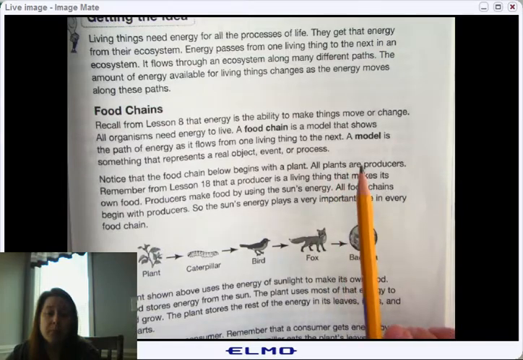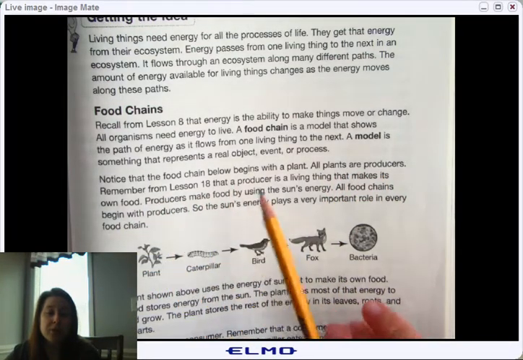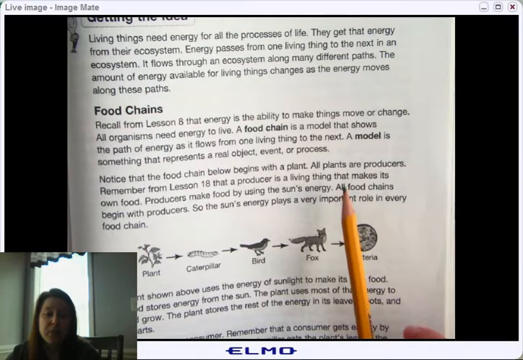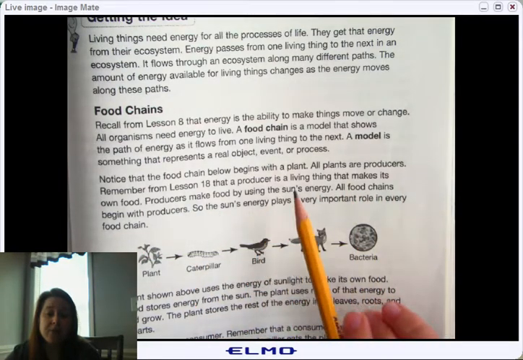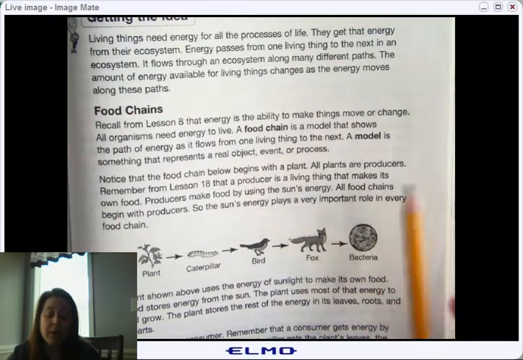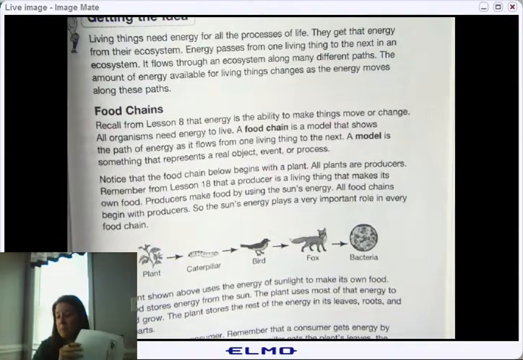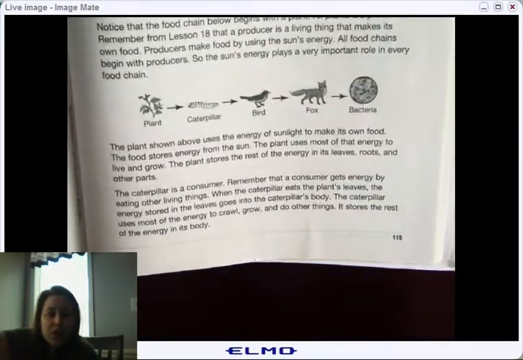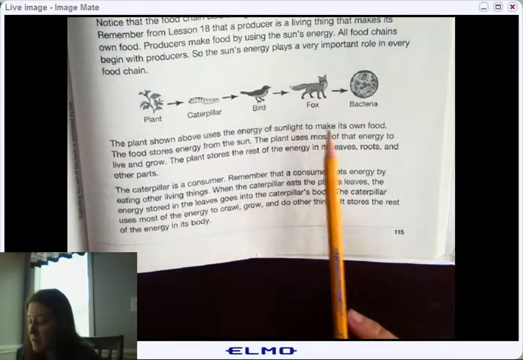All plants are producers. Remember from lesson 18 that a producer is a living thing that makes its own food. Producers make food by using the sun's energy. All food chains begin with producers, so the sun's energy plays a very important role in every food chain. So, the plant shown above uses the energy of sunlight to make its own food.